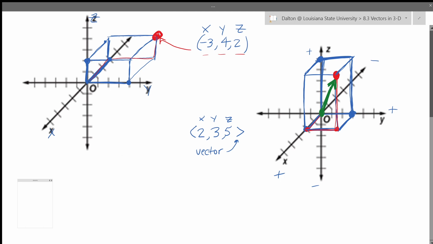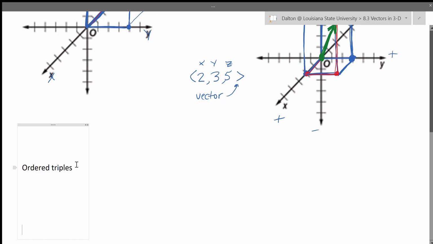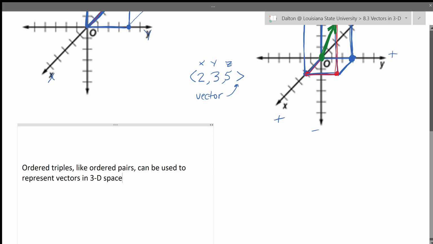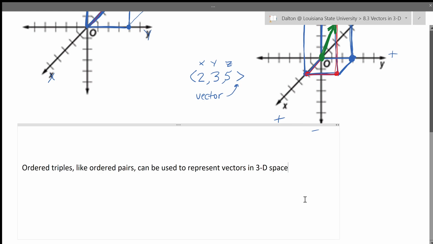First of all, I want to bring some vocabulary to notation that I've already been using. The first is ordered triples. Ordered triples are just like ordered pairs, except obviously for that third dimension. Ordered triples, like ordered pairs, can be used to represent vectors in 3D space. And you can shorthand that if you'd like. Basically there are two aspects to this.